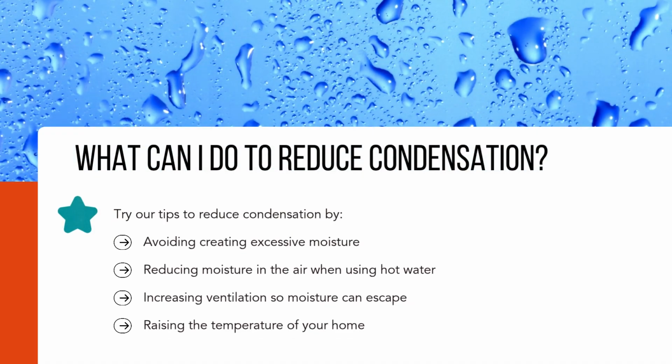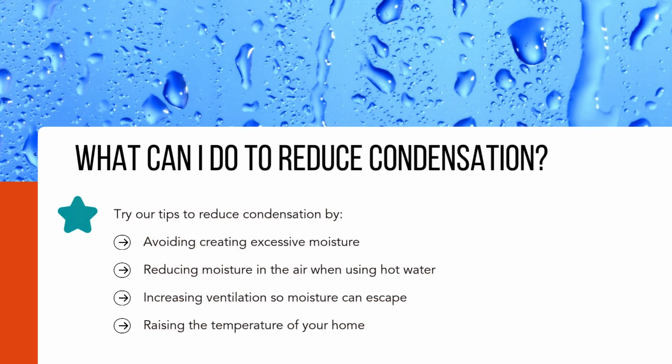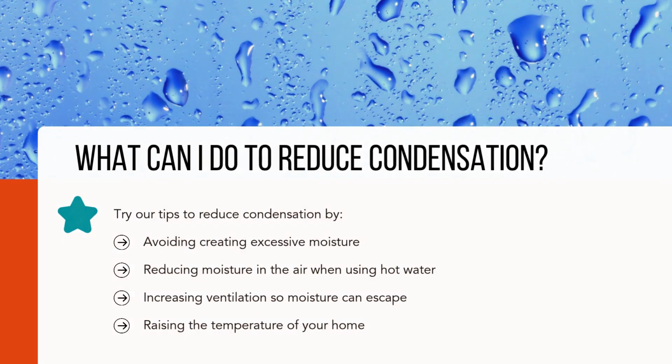So now we know some of the reasons moisture is produced in your property, what can you do to reduce it? We will look at what tips we have later on in the video which will help to avoid creating excessive moisture, reducing moisture in the air when using hot water, increasing ventilation so moisture can escape, and raising the temperature of your home.